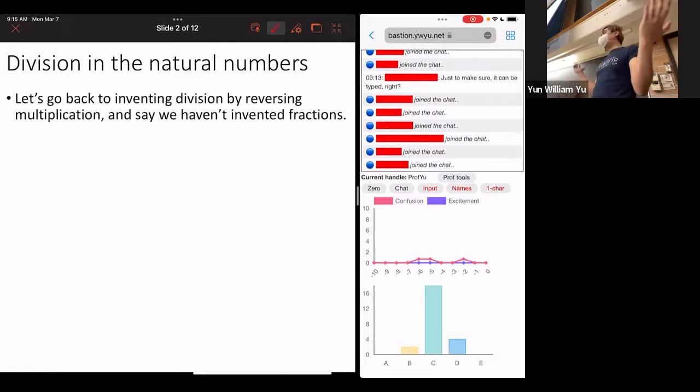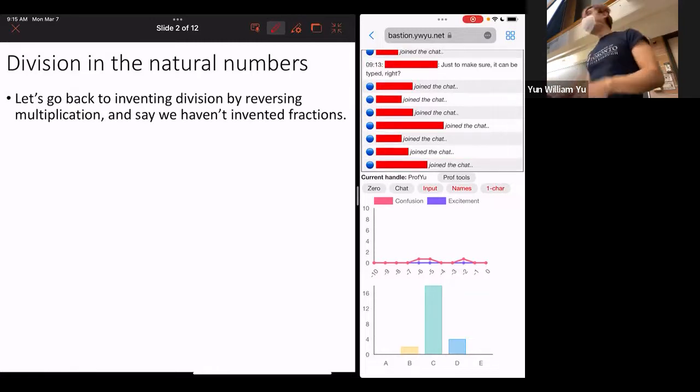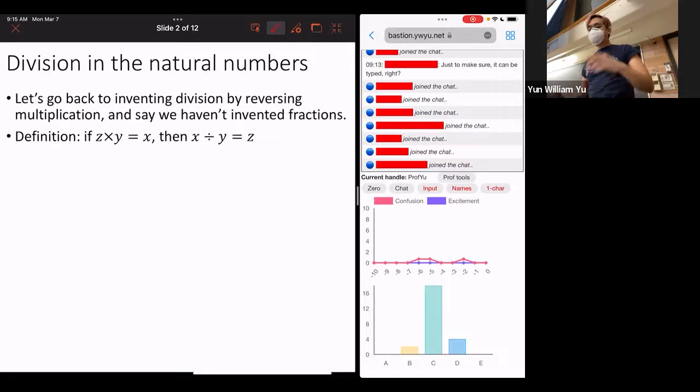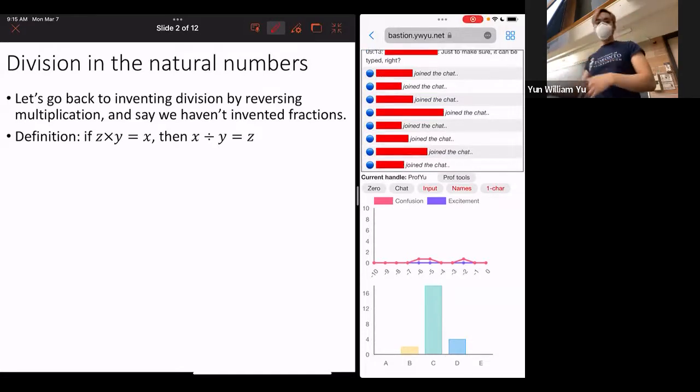So we invented it, right? This is just reversing multiplication. And let's say we haven't invented fractions yet, because back when we were starting with the integers, we hadn't yet invented all these other fancy numbers like fractions and rational numbers and all that. But now, the basic definition was: if z times y is equal to x, then x divided by y is equal to z. So the original purpose of division was just to reverse multiplication.